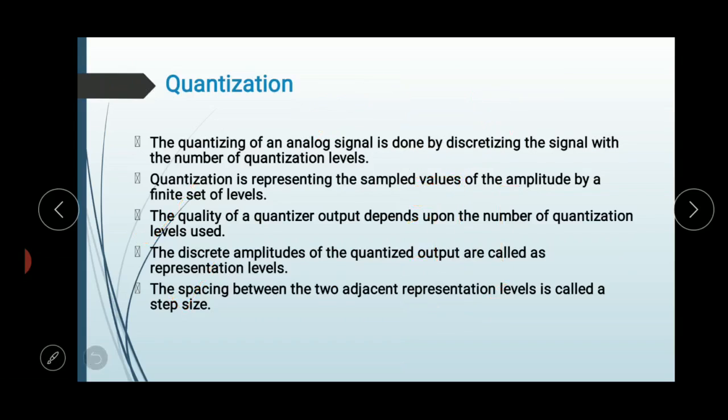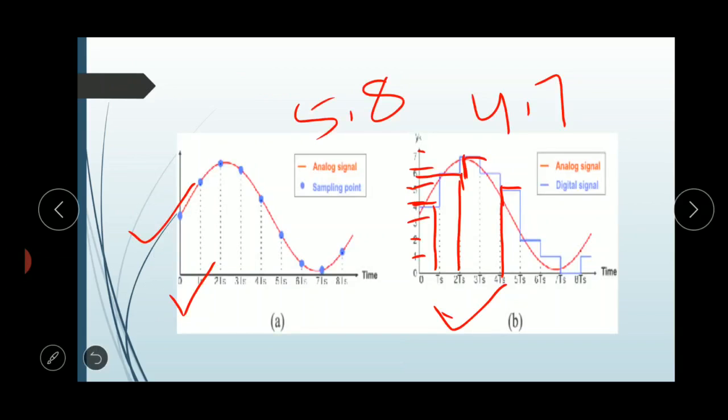Next, the spacing between two adjacent representation levels is called the step size. And what is a representation level? The discrete amplitudes of the quantized output are called representation levels. So these are the steps.